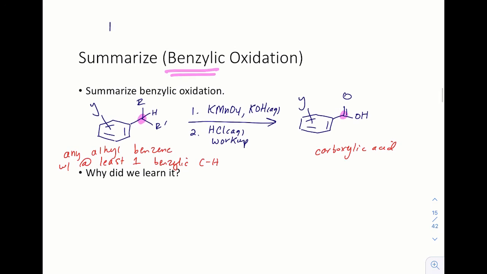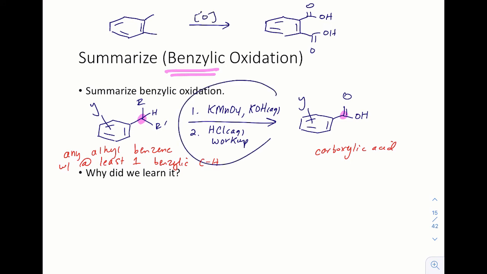And then, of course, we saw that if there were two alkyl groups, let's imagine we have this molecule, ortho-dimethylbenzene, which has a common name I will spare you from, both of those benzylic positions would be oxidized under these conditions to yield a diacid, because each of those alkyl groups, each of those methyl groups, has at least one benzylic CH.